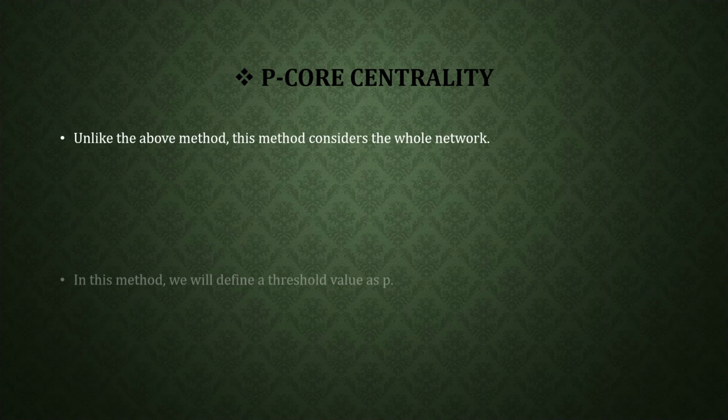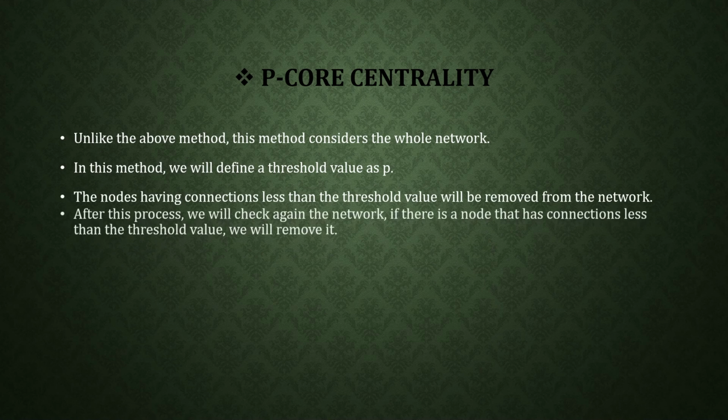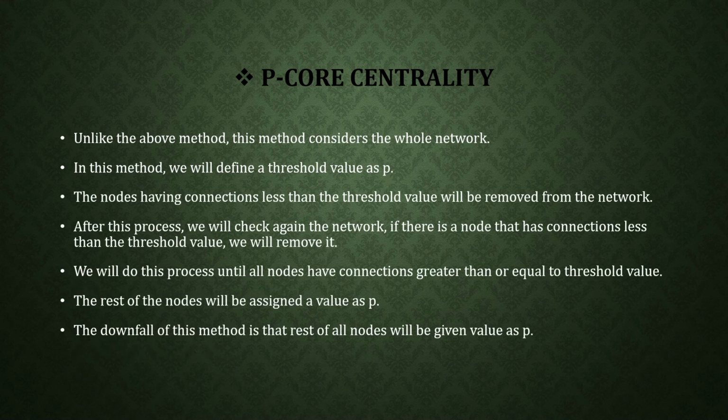P-core centrality. Unlike the above method, this method considers the whole network. In this method, we will define a threshold value as P. The nodes having connections less than the threshold value will be removed from the network. After this process, we will check the network again. If there is a node that has connections less than the threshold value, we will remove it. We will do this process until all nodes have connections greater than or equal to the threshold value. The rest of the nodes will be assigned a value of P. The downfall of this method is that all the remaining nodes will be given the value P.